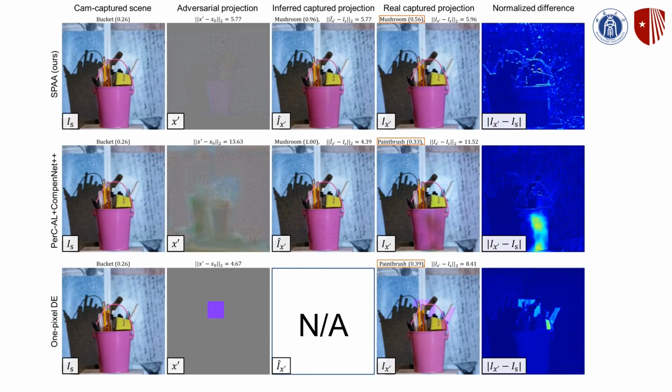We show comparisons on targeted projector-based adversarial attacks. The goal is to use adversarial projections to cause the classifier to misclassify the bucket as mushroom. The 3 rows present results of our SPAA and the 2 baselines, respectively. The first column shows the camera-captured scene. The second column shows projector input adversarial patterns. The fourth column presents the scene under projector-based adversarial attacks, namely, the second column projected onto the first column. As shown in the fourth column, both baselines fail in this targeted attack, because their real camera-captured projections are classified as paintbrush rather than mushroom, while our SPAA successfully fooled the classifier.